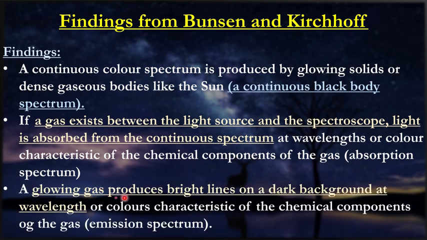Next, a glowing gas produces bright lines on a dark background at wavelengths or colors characteristic of the components of the gas. Basically, that's to say the emission lines, the emission spectrum you see, is also dependent on the energy transitions back down from an excited state to a less excited state for the gas as well. So that's quite a lot to compact straight away.